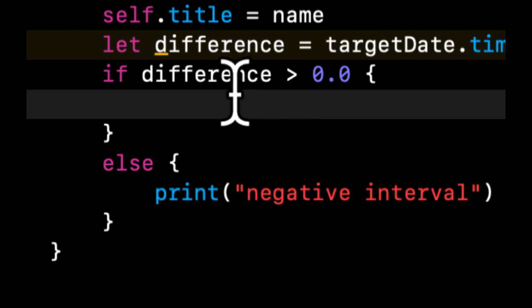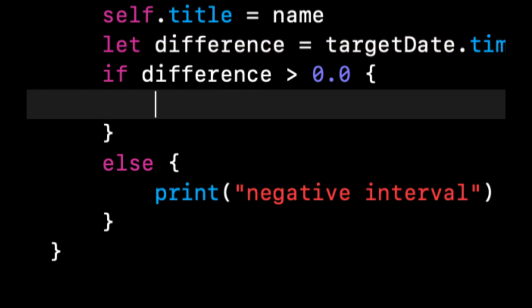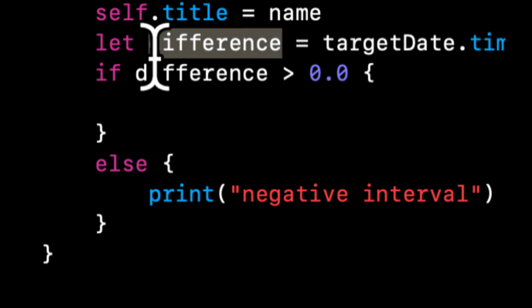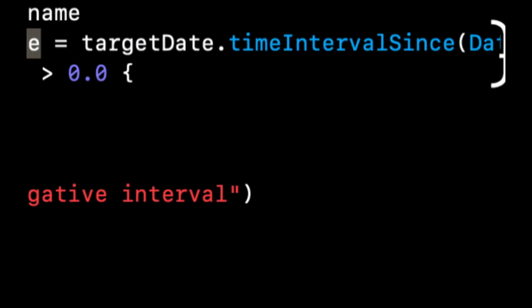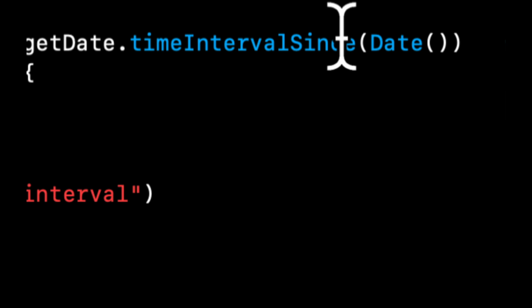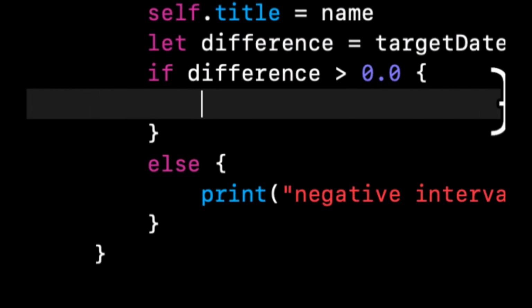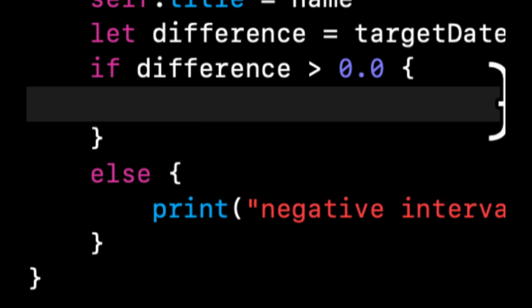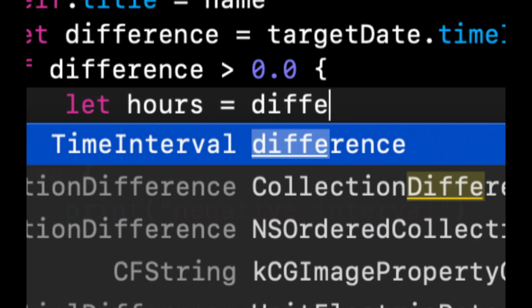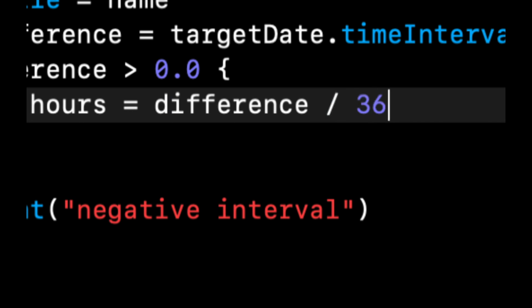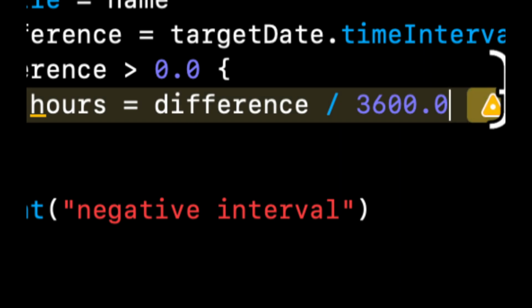Next, we want to calculate how many hours, minutes, and seconds are in this time interval. And this time interval difference actually returns the number of seconds. So we are going to just divide it out by the number of seconds in an hour, minutes, and just normal seconds. So let hours equals difference over 3600. Hopefully that's right? Yeah, 60 seconds times 60, we're at 3600.